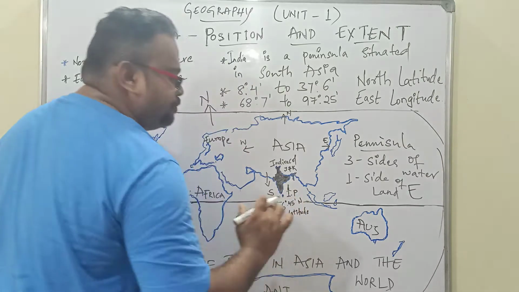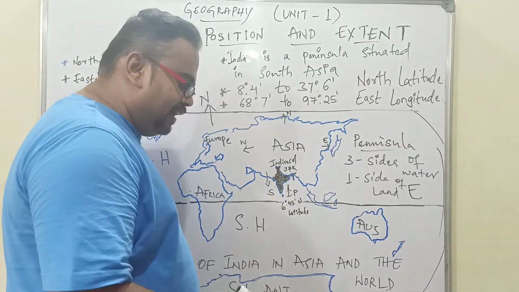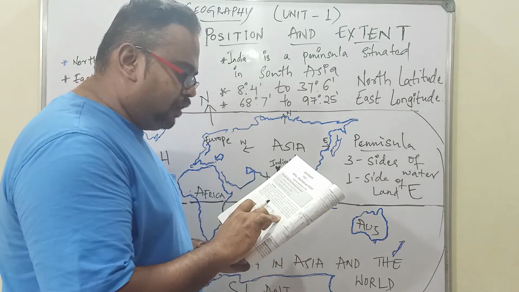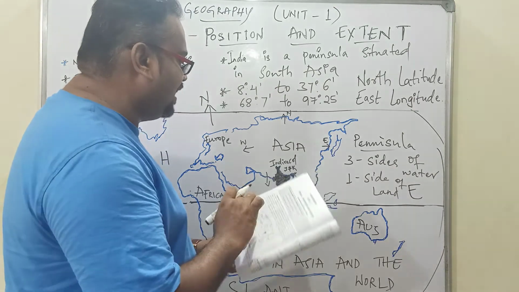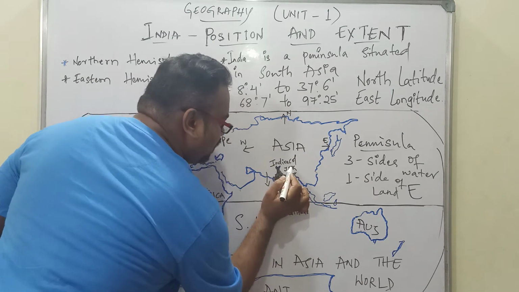This is the southern tip, and you also have the northern tip. The northern tip of India is Indira Col in Jammu and Kashmir. Here, this tip is Indira Col.